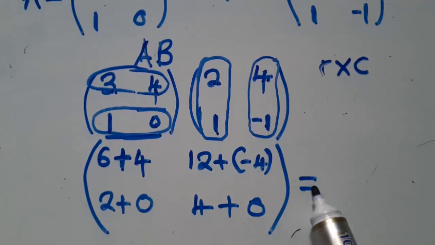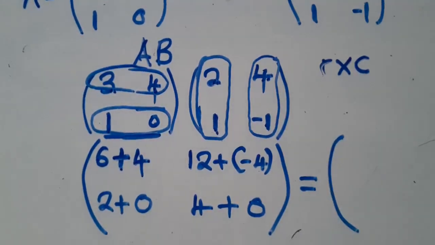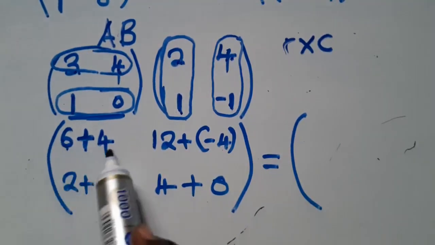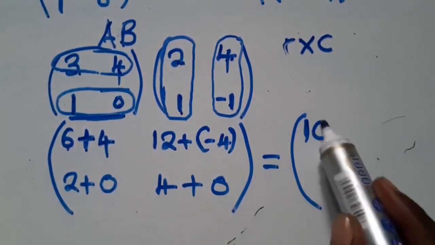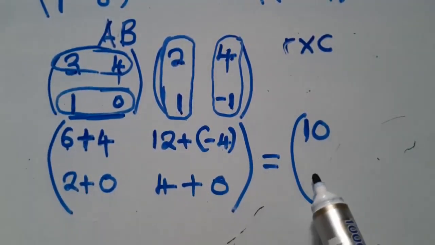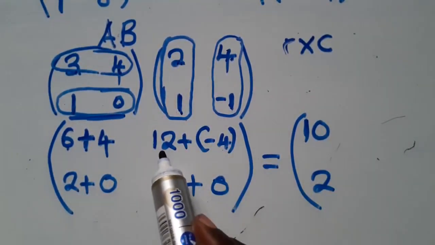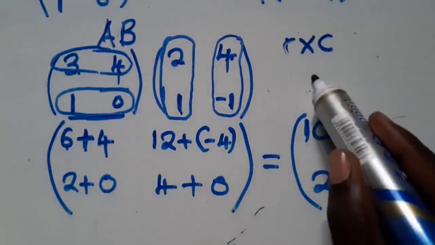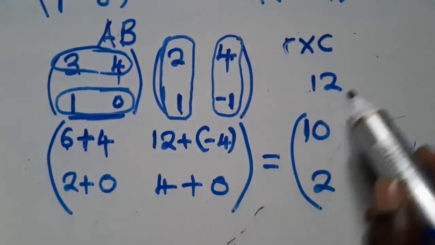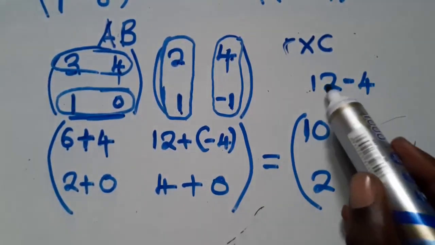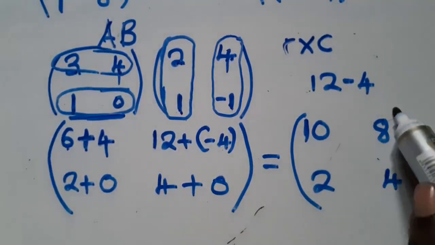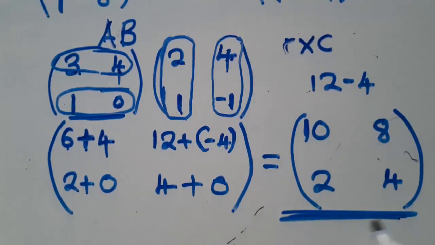So finally, what is our answer? This is the answer that we are going to find. So I want you to get this answer. What is 4 plus 6? It is 10. So you put your 10 there. What is 2 plus 0? It is 2. What is 12 plus negative 4? You multiply positive times negative. It is negative 4. So what is 12 minus 4? It is 8. 4 plus 0, it is 4. So finally, this is your answer. You've expressed AB as a single matrix.